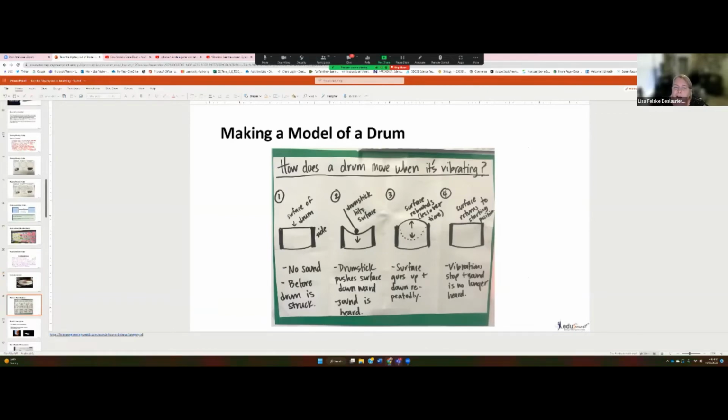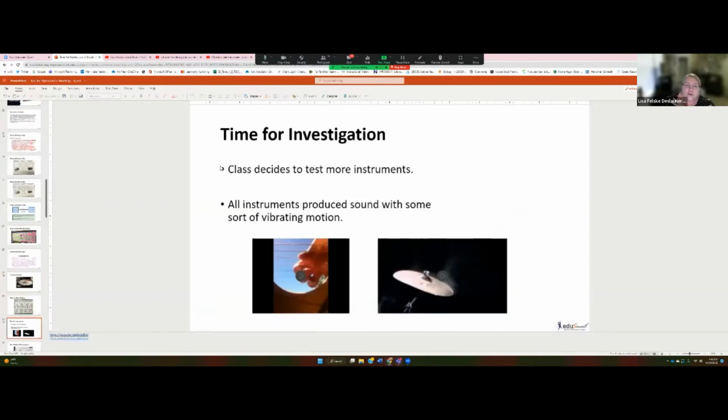And let's just make a model of how this drum is working. You could do this as a whole class even. Or you could do the top part and have them fill in observations at the bottom. So the drumstick hits the surface, it goes down, the surface rebounds, it gets less over time, the surface returns to the starting position, okay? And then to test more instruments, I have some more videos to look at.